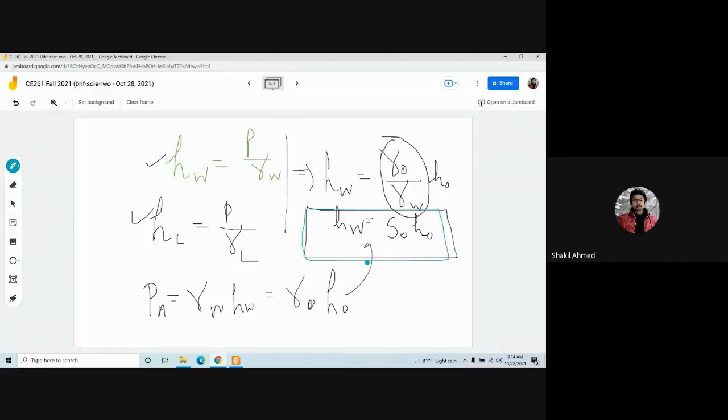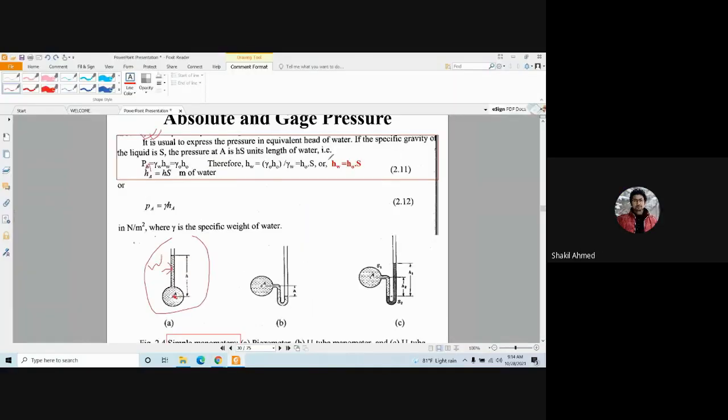Simple. So if you want to convert the height of liquid to water, then you have to multiply the specific gravity of that liquid with this. Then you'll get height of water. Clear? Yes, sir. So HW equals HO into S. Or you can write HW equals HS, where H equals HO, S equals S.